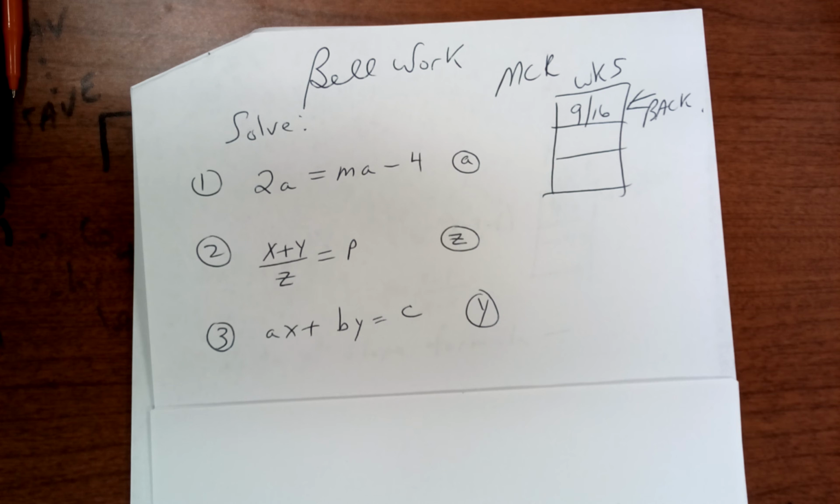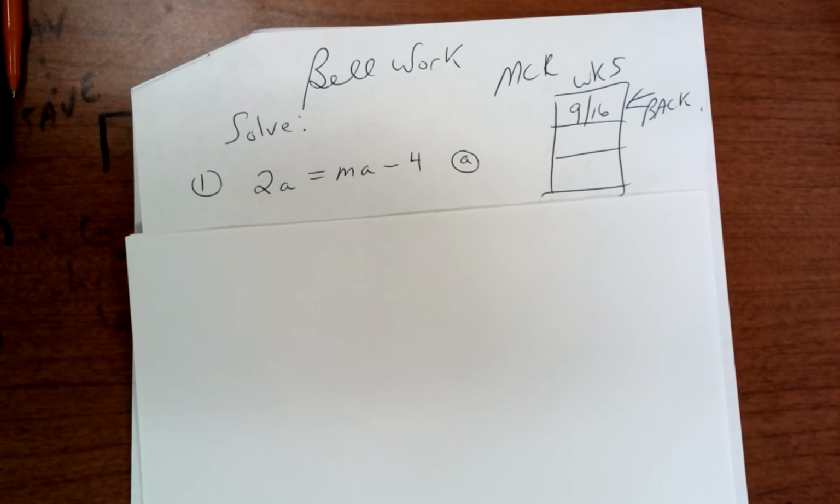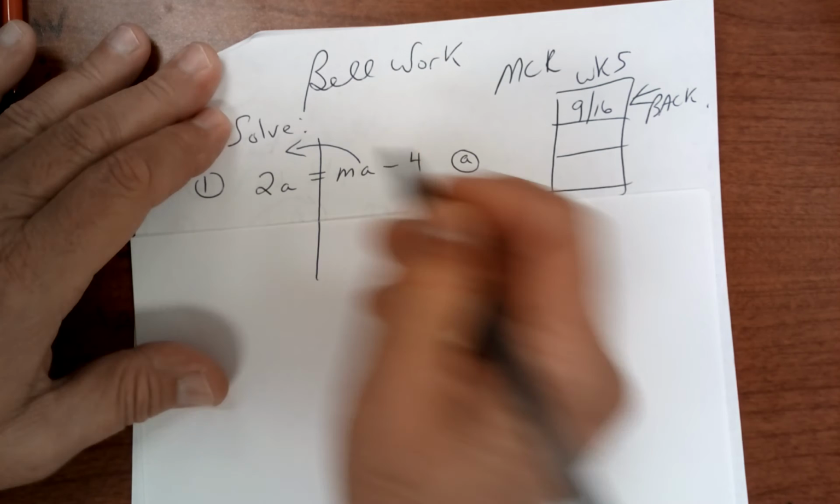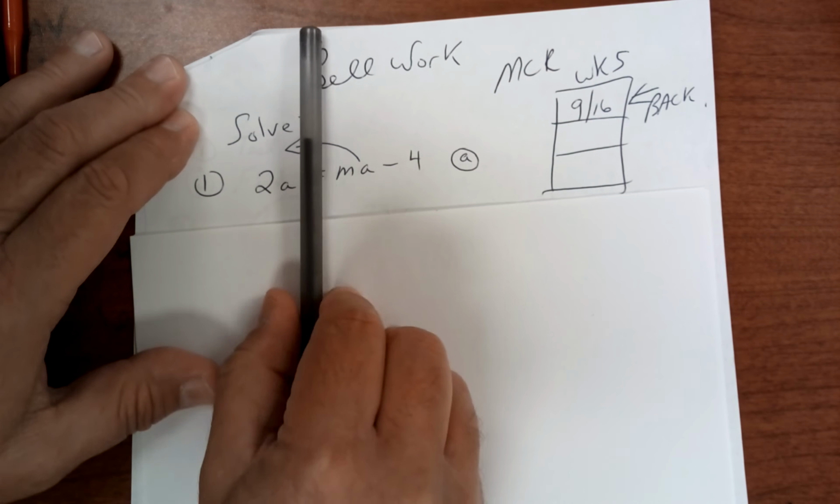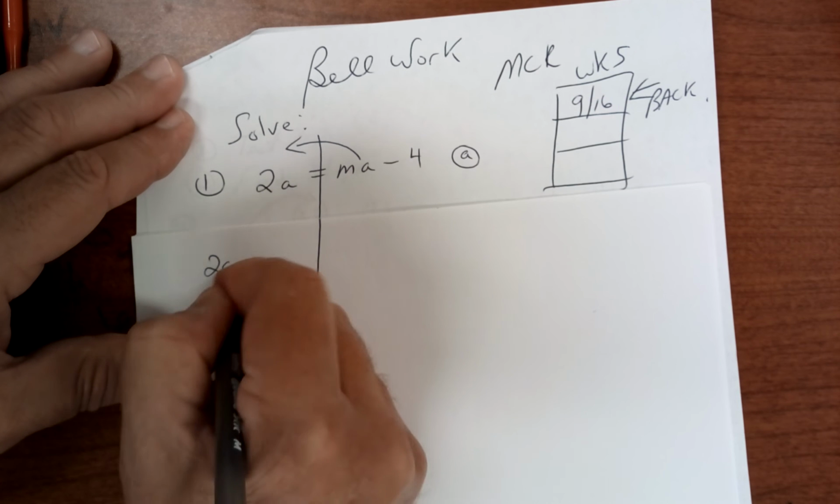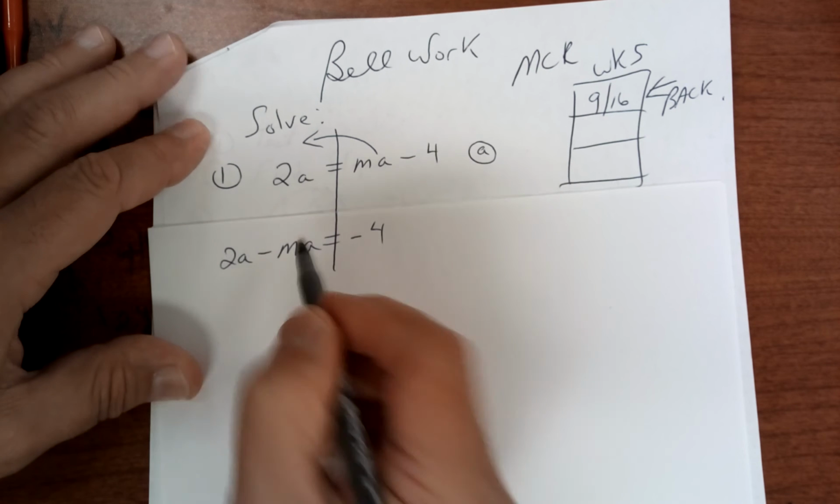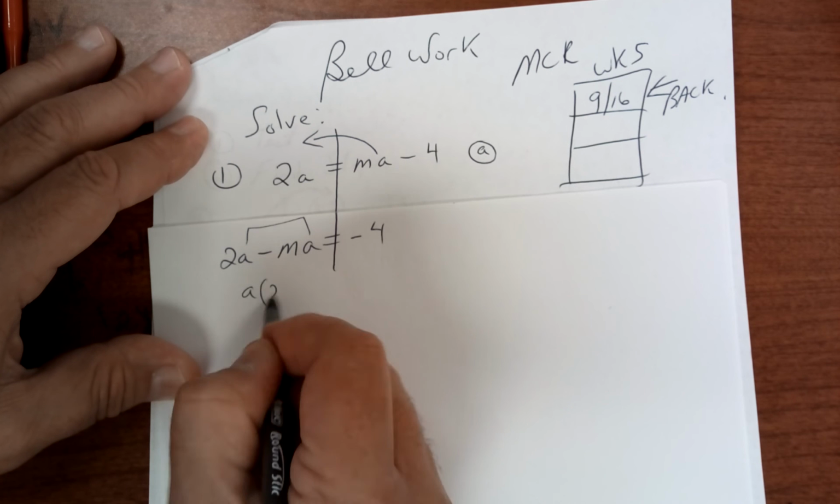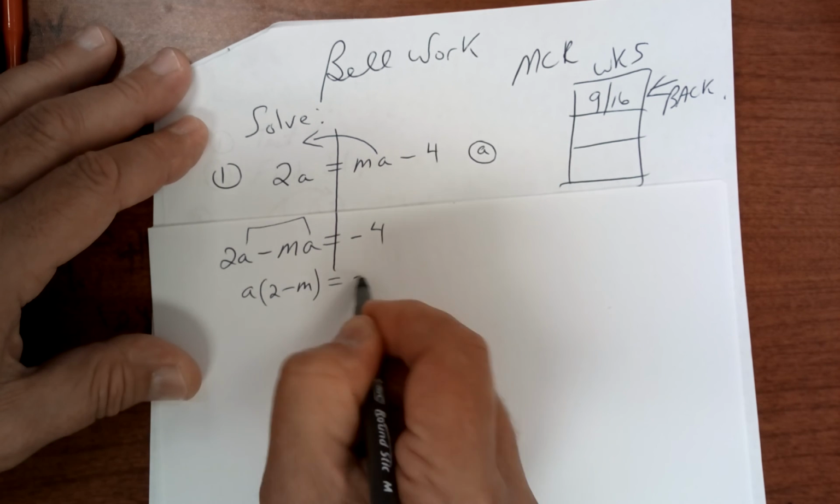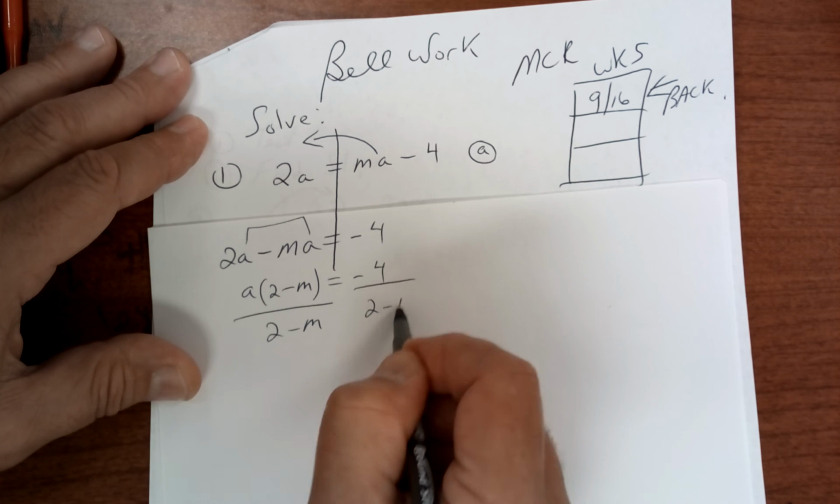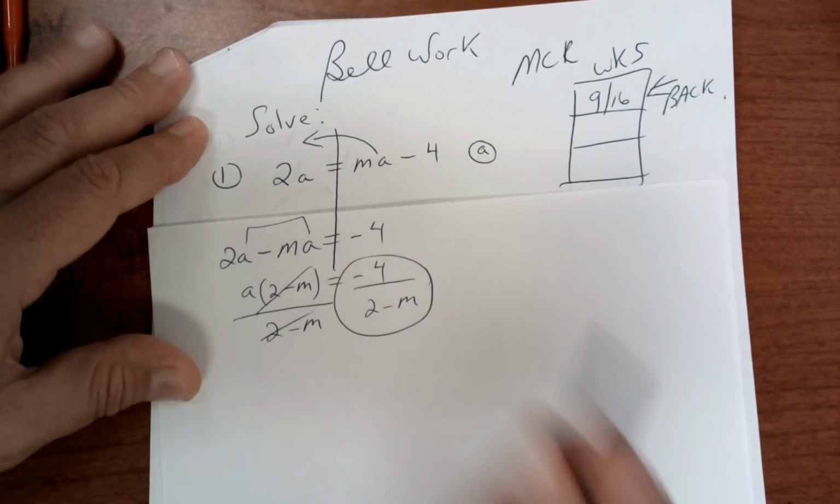All right, well this one right here, you have a's on both sides. So the first thing you want to do is move this one over here. Remember, if you cross that line, the sign changes. So you get 2a minus ma, just like that. We want to take out an a, so you're left with 2 minus m, and then you want to divide by 2 minus m, and you're done. So your answer on your test next week is right there.